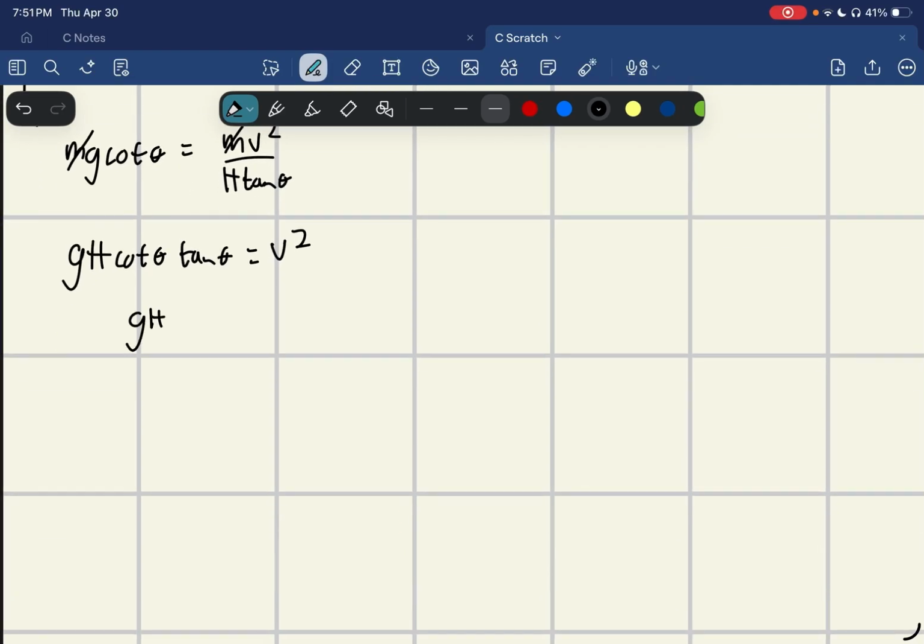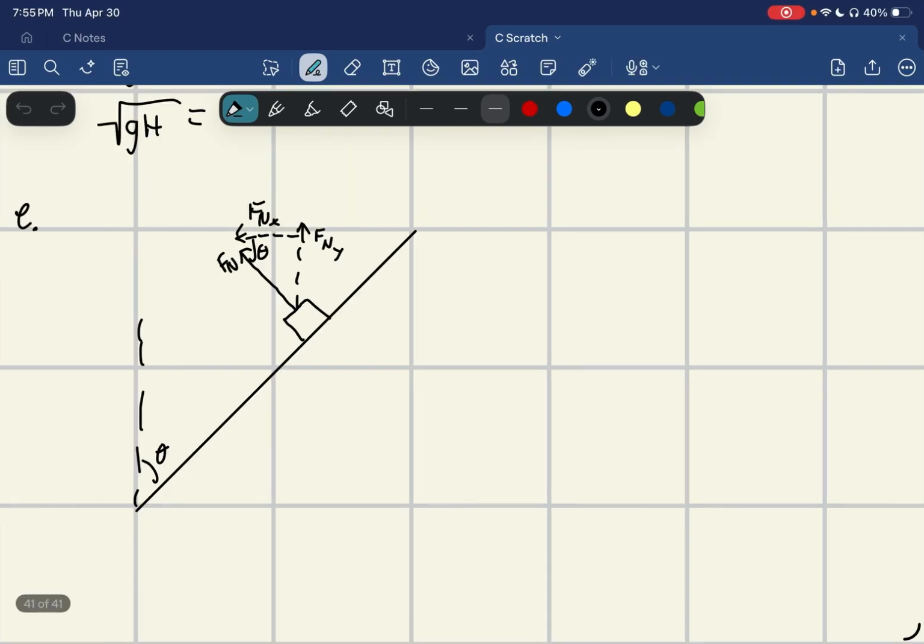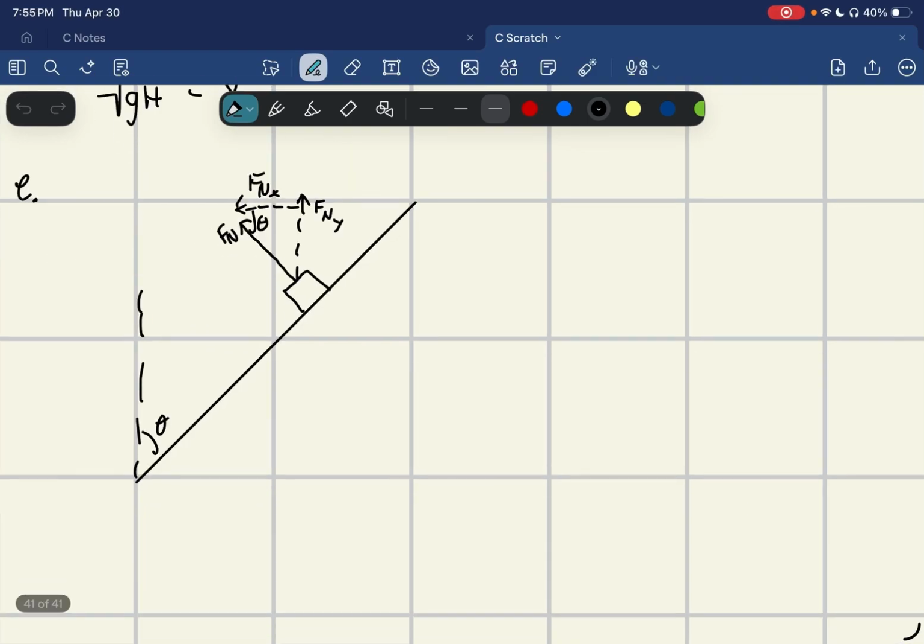So if gh is equal to v squared, to isolate for v, we'll just square root both sides. So root gh is equal to v. Okay, so part E asks us to find v max.